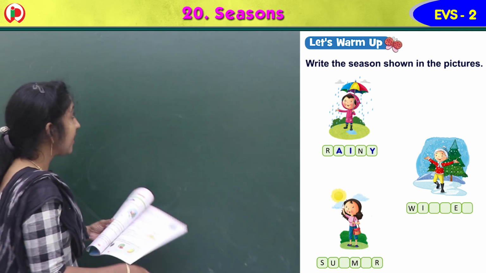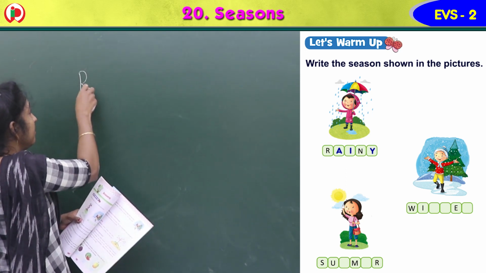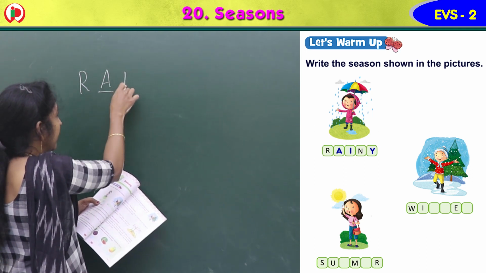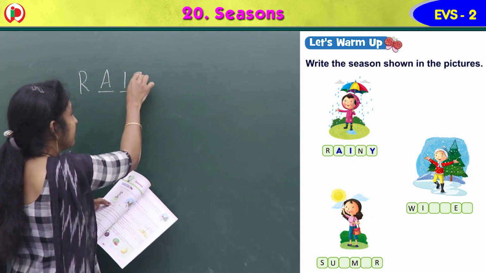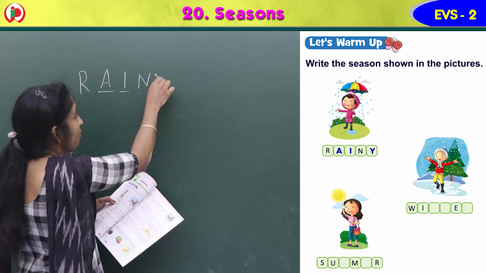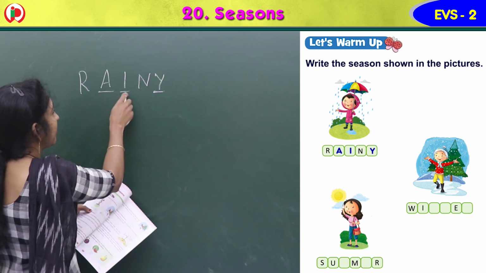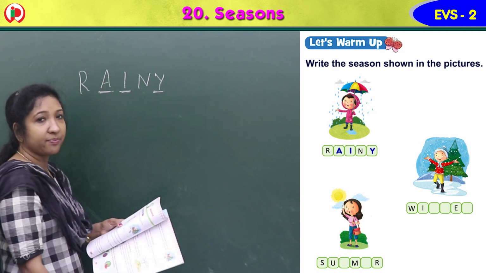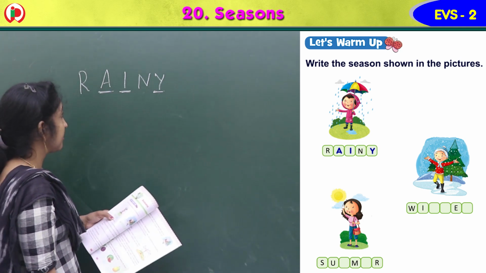Okay, so R is given. Then A, I, N is given there. Last it is Y. Rainy. That you have to fill up. R, A, I, N, Y. Rainy. Isn't it? Yes.